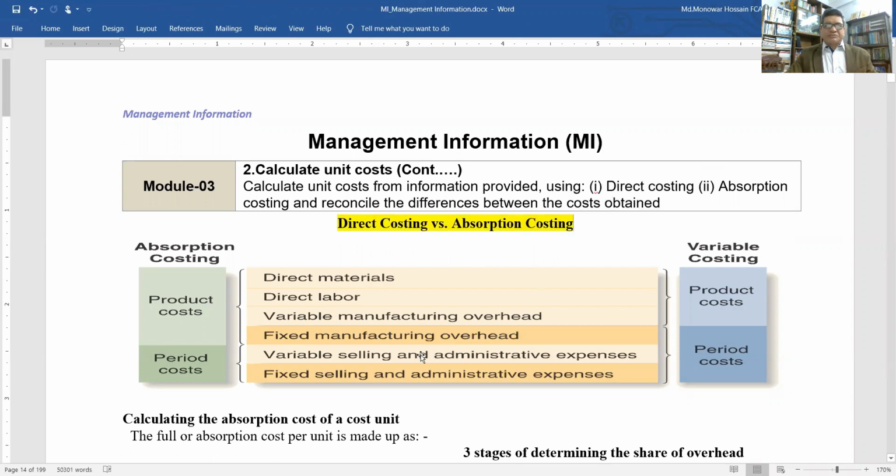So the basic difference between variable costing or direct costing and absorption costing is only, look here: in absorption costing, product cost includes direct material, direct labor, variable manufacturing overhead, fixed manufacturing overhead. And period cost is variable selling and admin expense and fixed selling and admin expense. But on the other hand, in variable costing or direct costing, product cost is only the variable items of direct material, direct labor, and variable manufacturing overhead. And fixed manufacturing overhead goes to period cost. So it is the basic difference between direct and absorption costing.